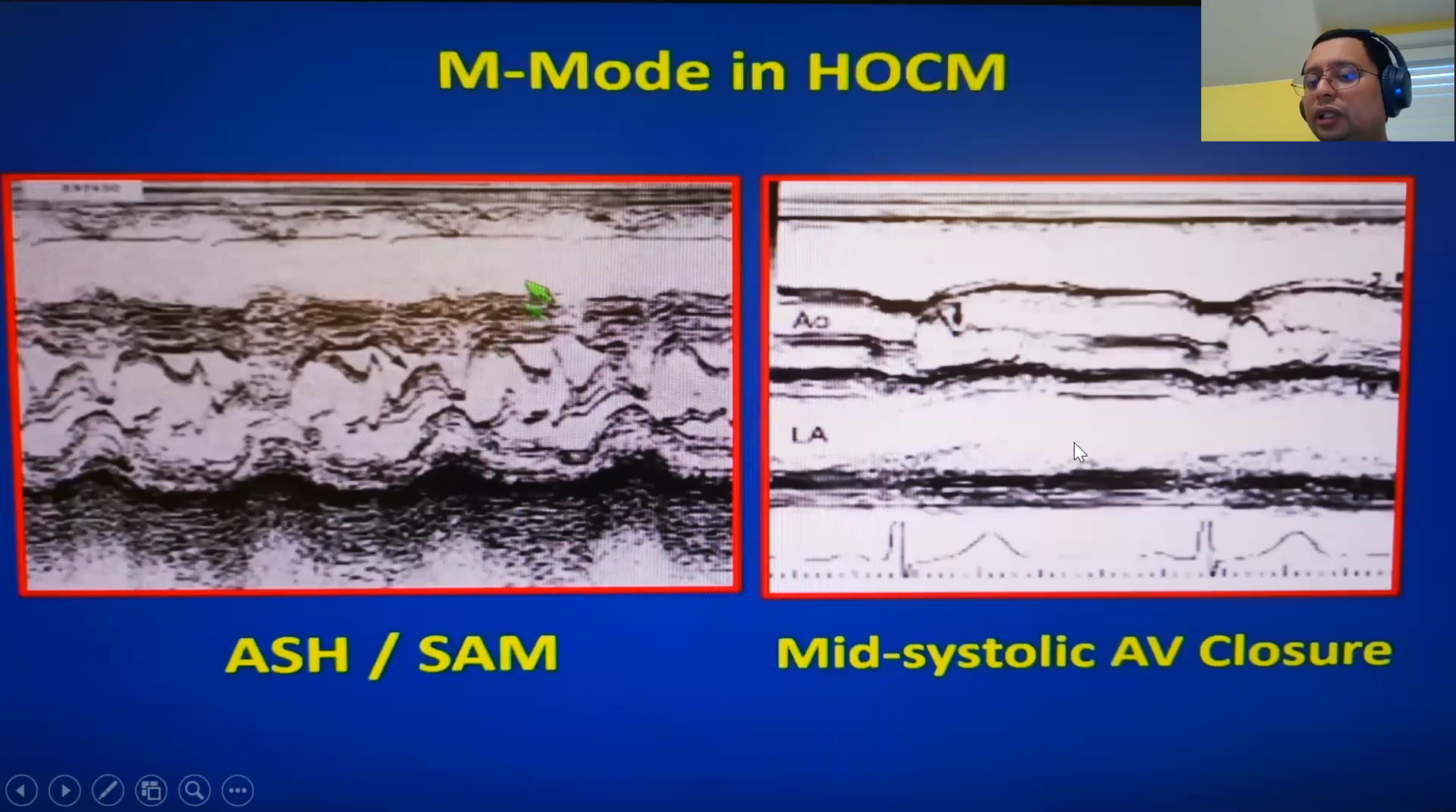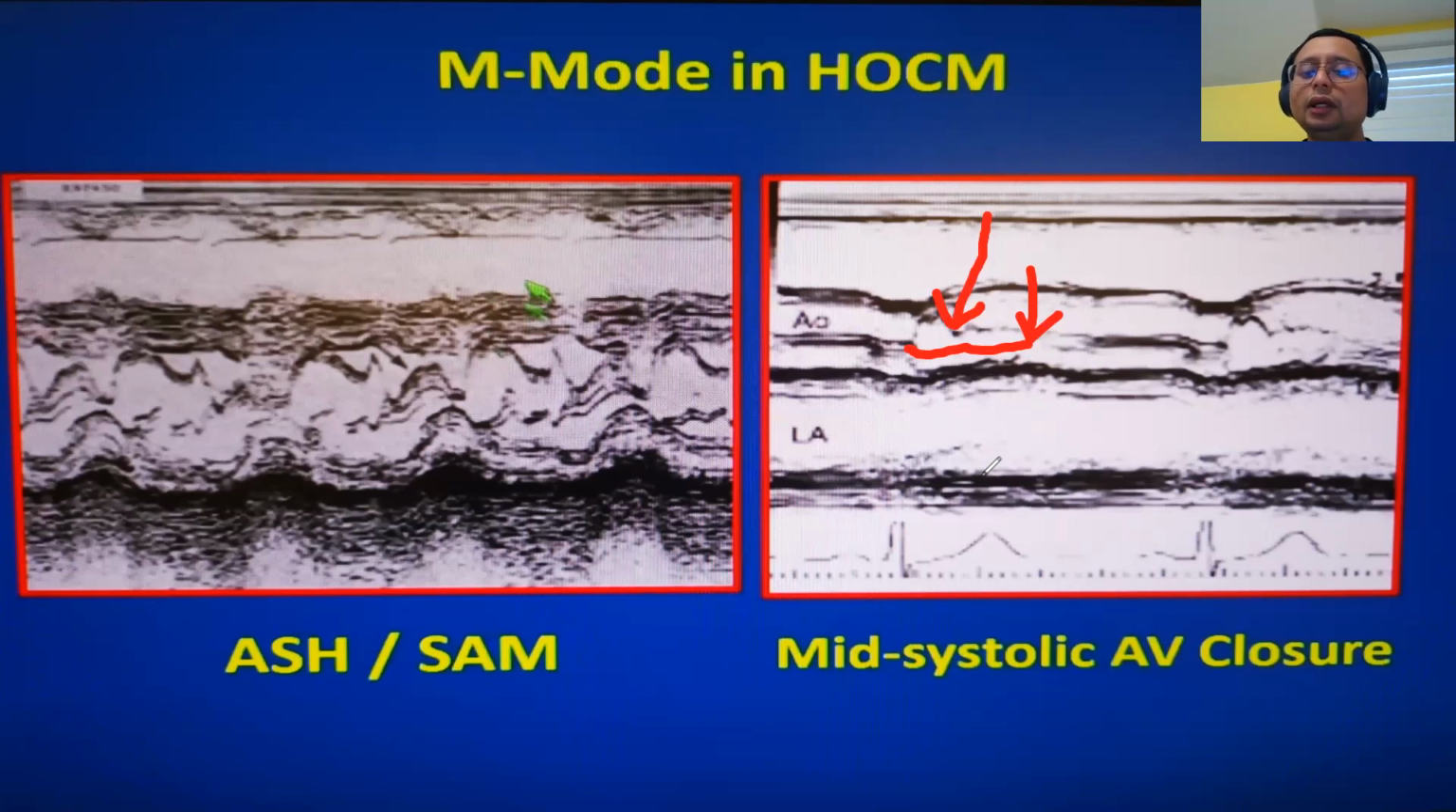What about across the aortic valve? Is there any significant finding? Yes. In HOCM, if you look across the aortic valve, there is mid-systolic closure. What do I mean by mid-systolic closure? This is the whole of systole. Now it should close there at end systole, but it doesn't. It closes there at mid-systole. So that is very typical of dynamic outflow tract obstruction because of HOCM.